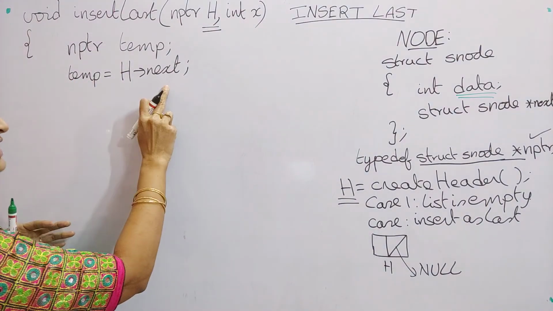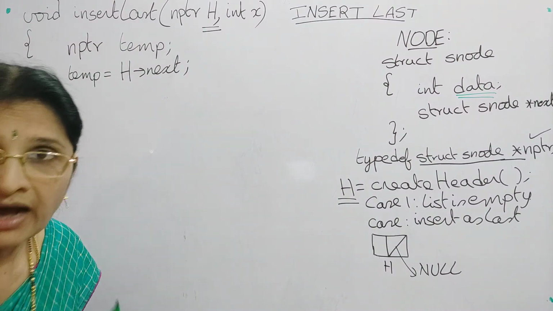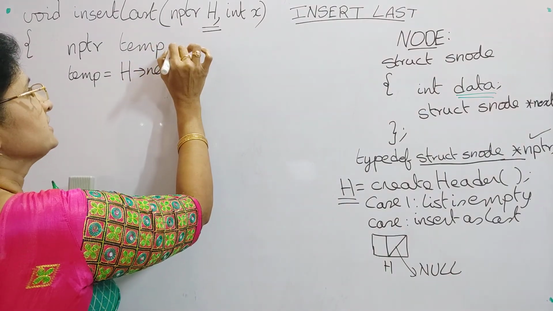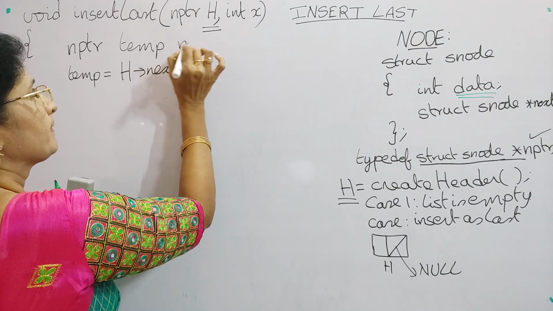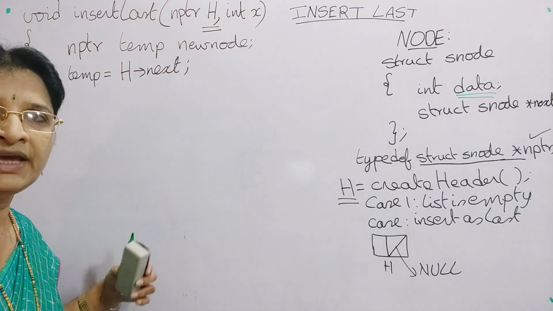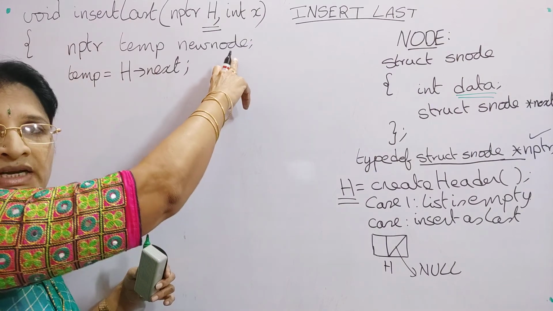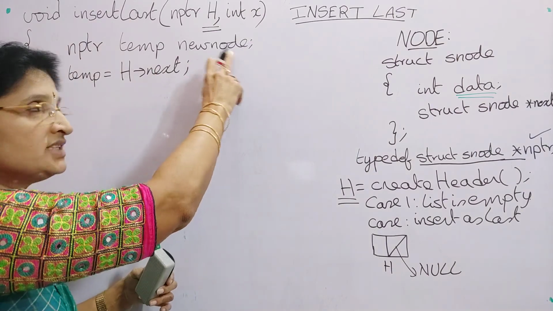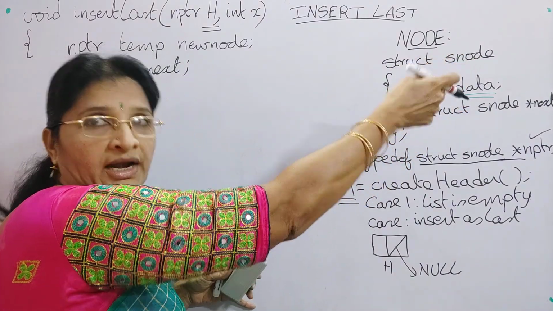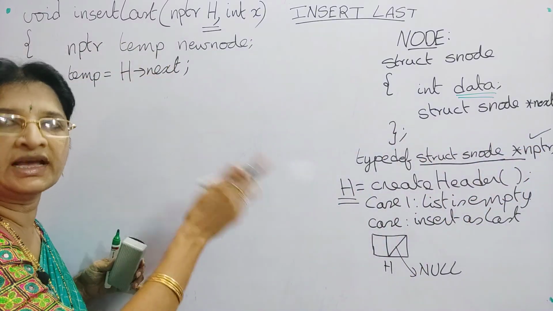First, if you want to create a new node, you need to declare another pointer for it. So I am declaring one more pointer for my new node. Its name is new node. What is its data type? It is also a node, so its data type is struct node, and here it is a pointer. That's why we have given it as nptr, struct node asterisk.